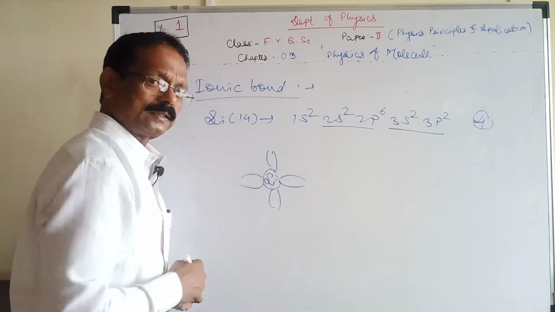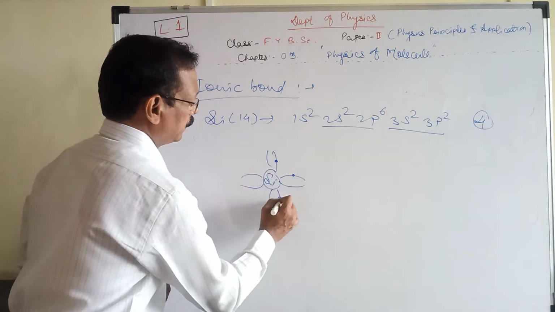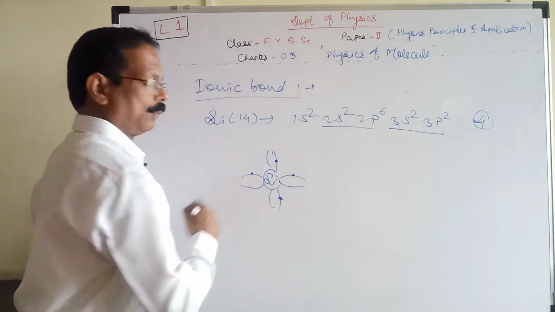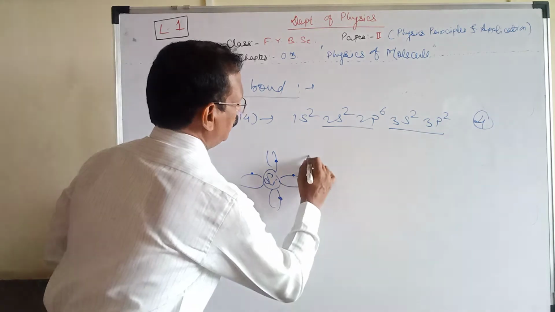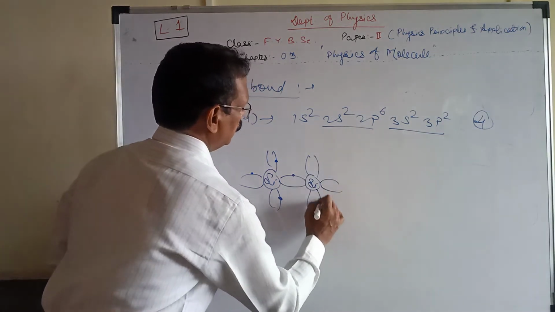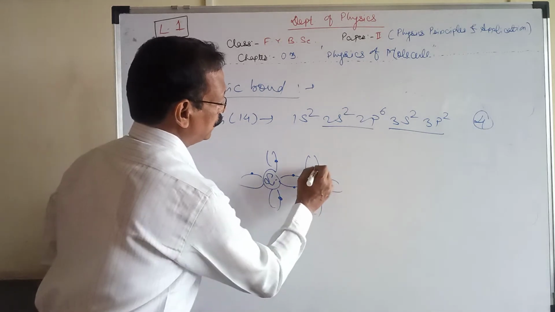Now in the case of silicon, what happens here? There are 4 electrons in the outermost orbit: 1, 2, 3, 4. These are the 4 electrons in the outermost orbit. So here is also silicon. Then we can draw the figure. For that silicon, there are 4 electrons in the outermost orbit: 1, 2, 3, 4.